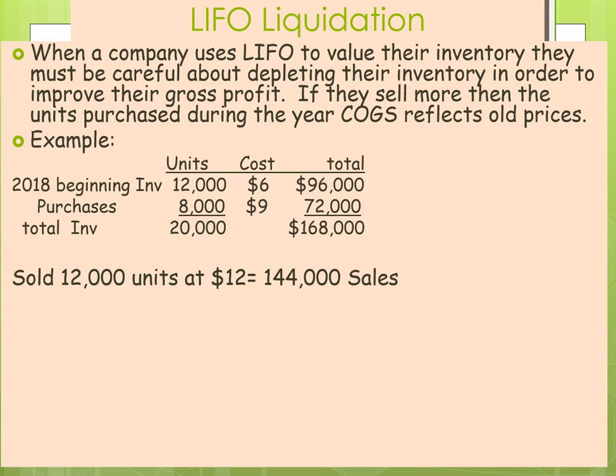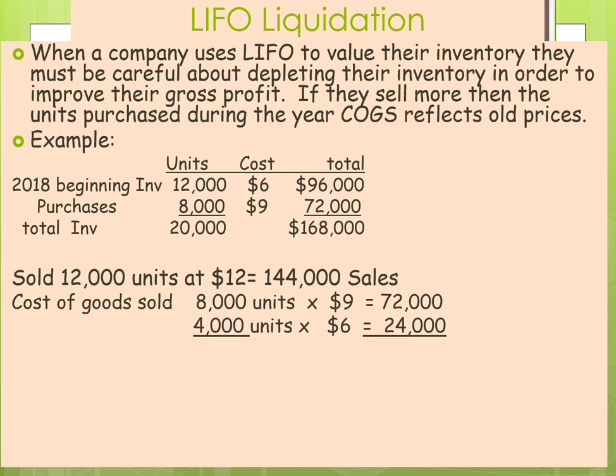So we sold 12,000 units at $12 equals $144,000 in sales. So what is the effect of that? Well, we're going to have to take 8,000 at $9 because we're using LIFO. Most recent cost goes to cost of goods sold first, but we're going to have to deplete our inventory below its normal level of 12,000, and we add 24,000 to that, and we get cost of goods sold of $96,000.